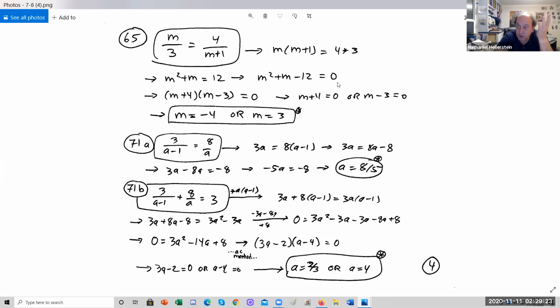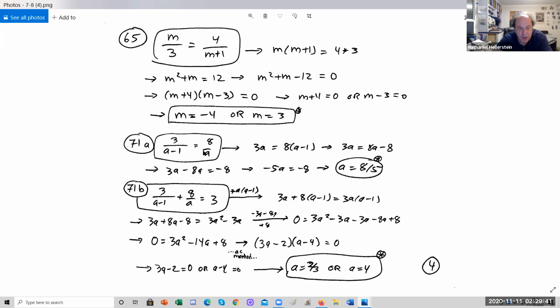And okay, after a brief PQ search, we get (m plus 4) times (m minus 3) equals 0. So m plus 4 is 0, which means m is negative 4, or m minus 3 is 0, which means that m equals 3. So these are the solutions.